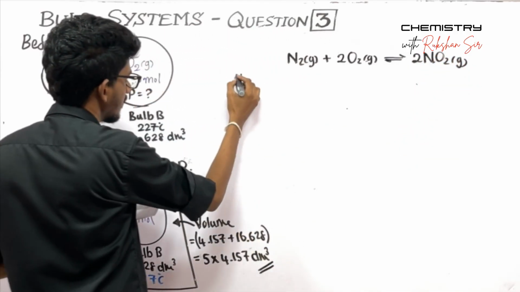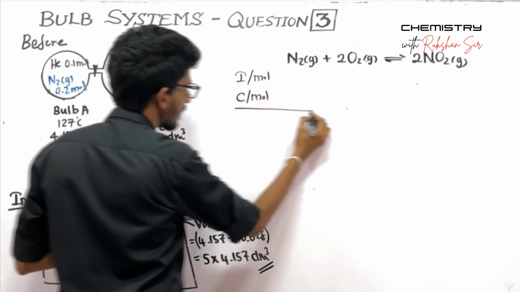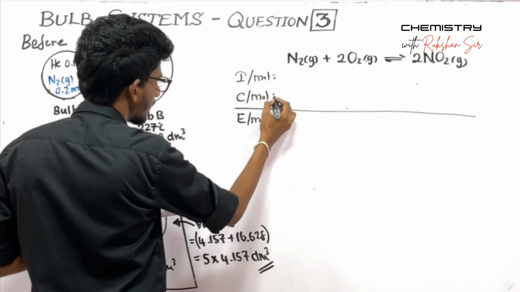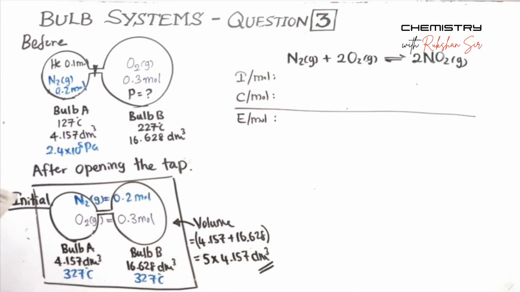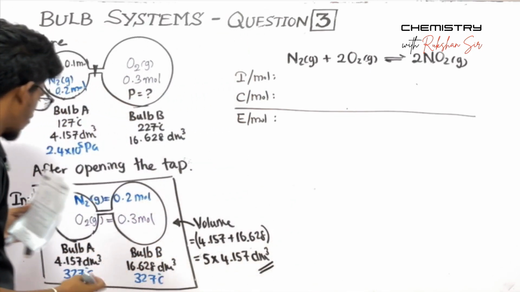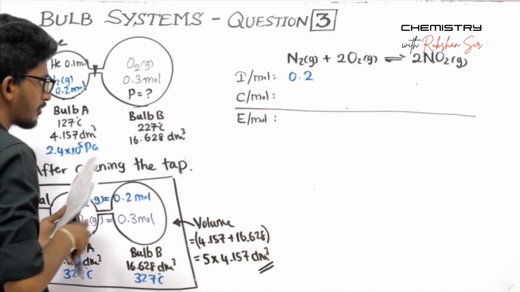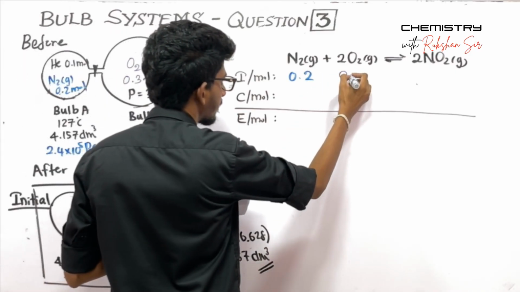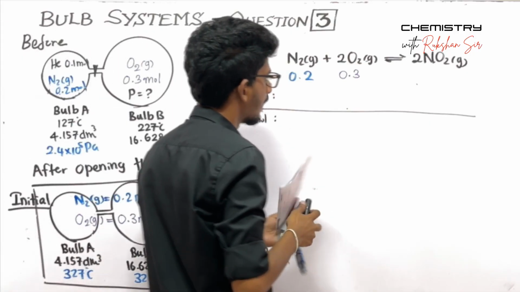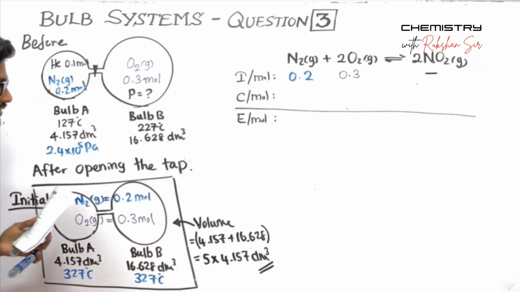It's initial moles, change in moles, and the equilibrium moles. So let's apply the values here. At the start, you have 0.2 moles of N2, 0.3 moles of O2 at the start, and you had nothing as NO2 at the beginning of the reaction, at this initial state, right?